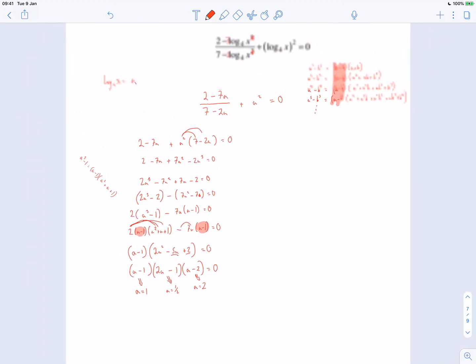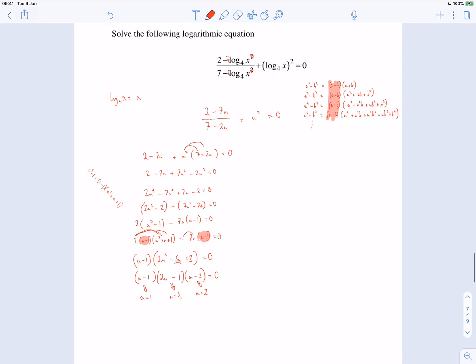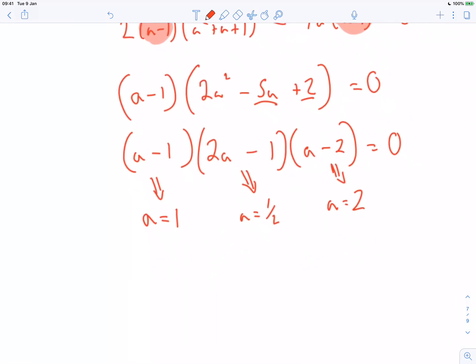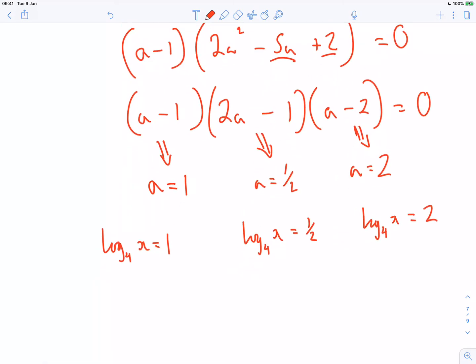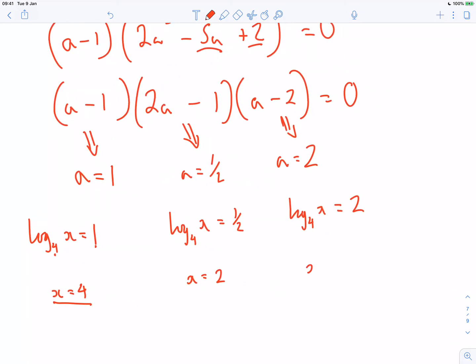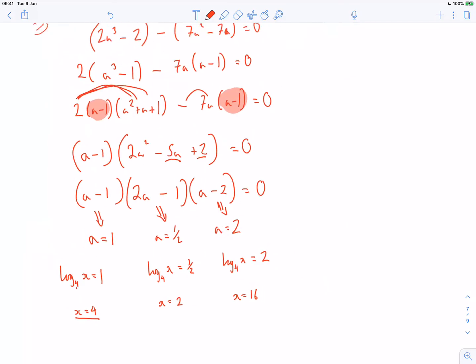And then what was the upshot of this? Well, a was log base 4 of x, isn't it? So we've got to solve log base 4 of x equals 1, log base 4 of x equals a half, and log base 4 of x equals 2. So 4 to the 1 is what? Well, that's 4. That's the solution. 4 to the half is x. Well, that's the square root of 4, which is 2. And 4 squared is x, which means x is 16.